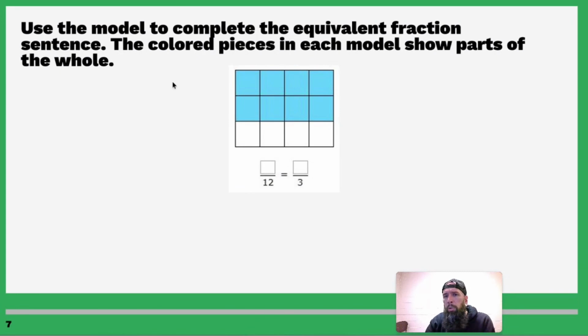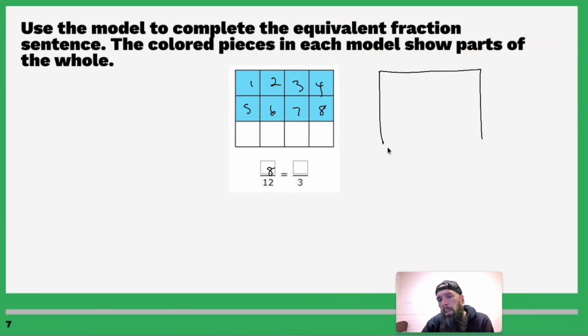Use this model to complete the equivalent fraction sentence. All right, so we have 1, 2, 3, 4, 5, 6, 7, 8, 9, 10, 11, 12 blocks. 1, 2, 3, 4, 5, 6, 7, 8 of them are colored in. Now I want to make this out of 3. So how can I turn this picture to be out of 3? Well, let's cut it like this, and let's cut it like this. Okay, and let's color in this whole top row, and let's color in that whole top row.